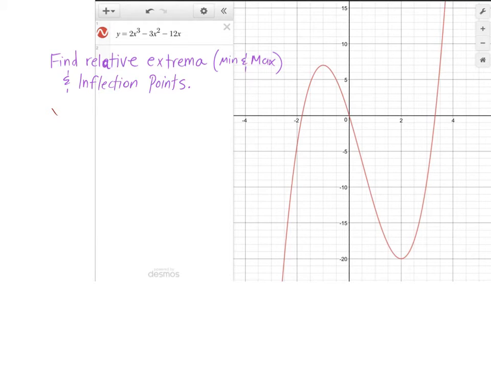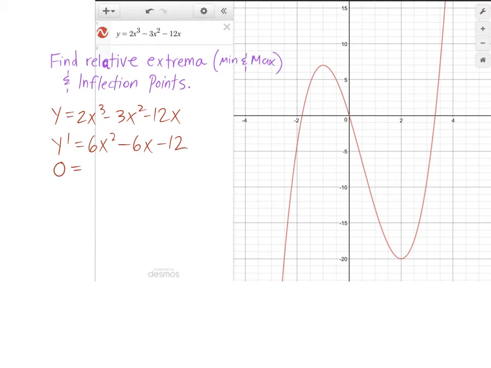Alright, so first of all we want to start with the function, which is up here. I'm just going to rewrite it. It's y = 2x cubed minus 3x squared minus 12x. So this is all based on the derivative, finding these peaks and valleys. So y prime is 6x squared minus 6x minus 12. And I always want to set that equal to 0 because I'm looking for where this thing flattens out. That's a horizontal tangent line. That's a slope of 0.